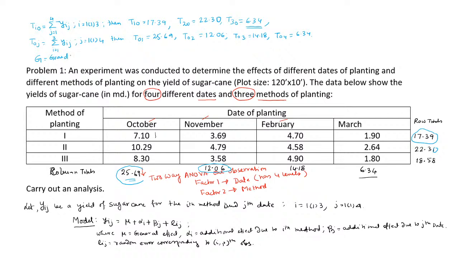Grand total, this is equal to double summation i from 1 to 3, j from 1 to 4, Yij, this is equal to 58.28 according to my calculation. Please tell me, is it correct or not?